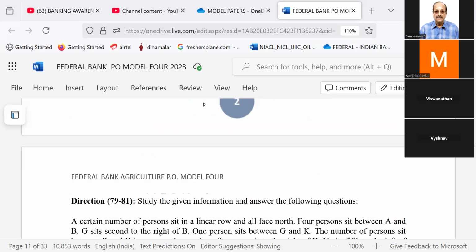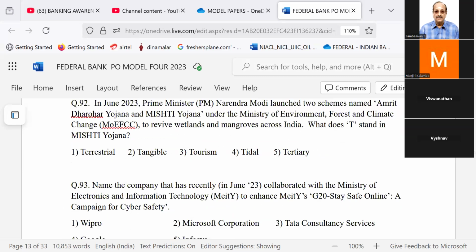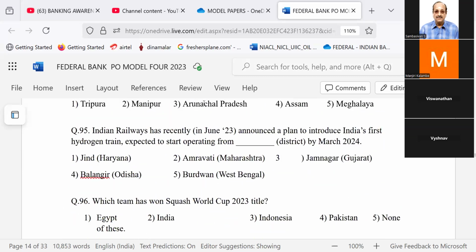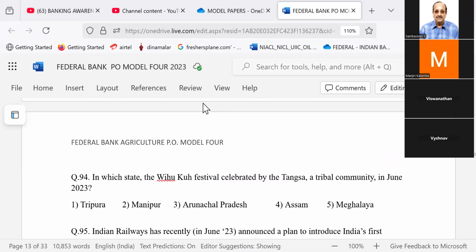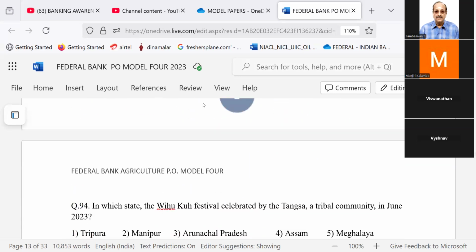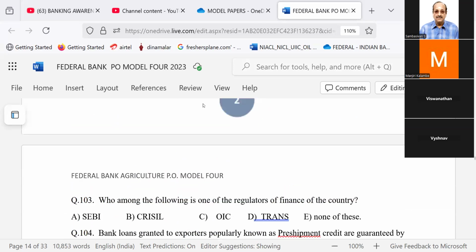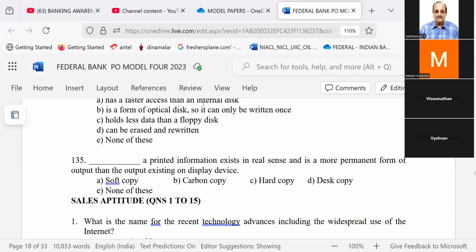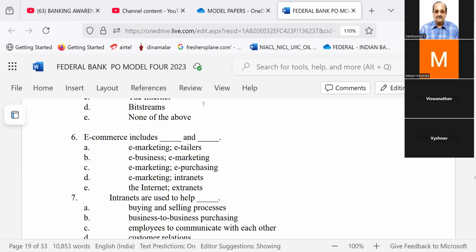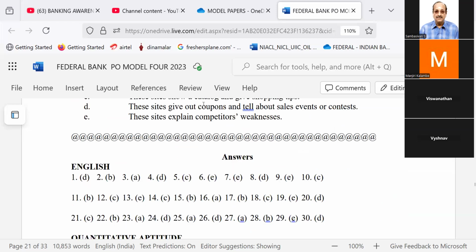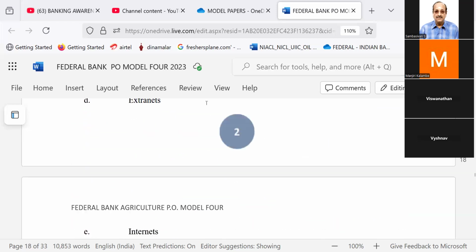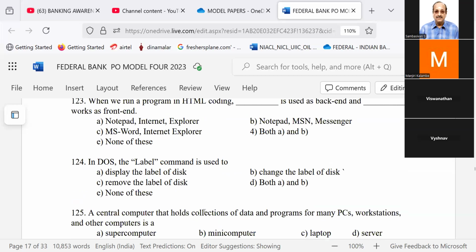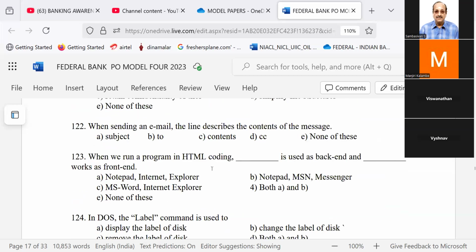You should work out. Then comes your reasoning questions. You won't be able to follow now if I tell you about reasoning questions. Once you come and work them out, you will know. After that, GK questions. After that, sales aptitude questions. Then I think before that, you will have computer knowledge questions also. This is what your test will be.